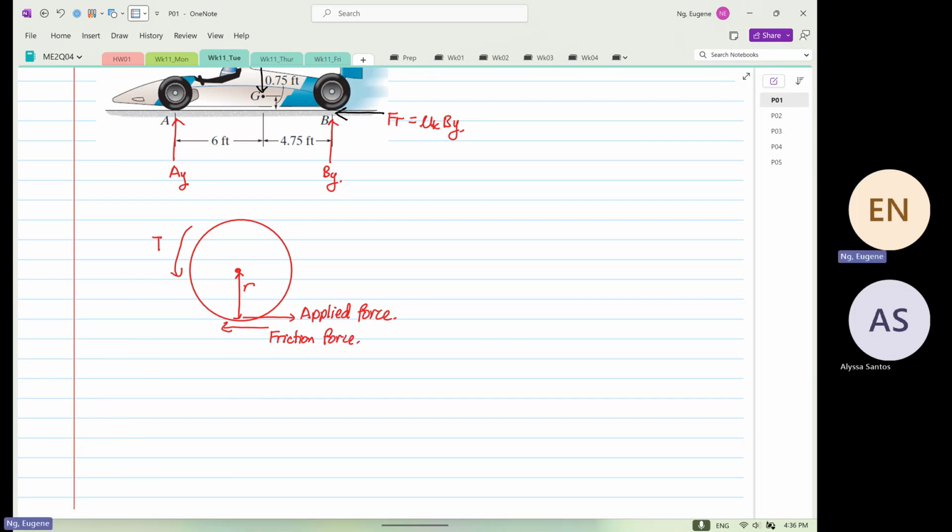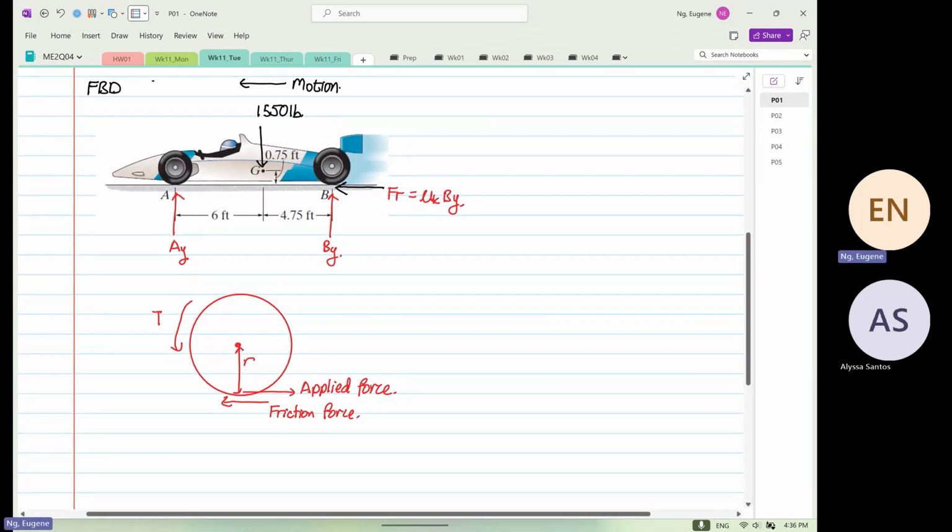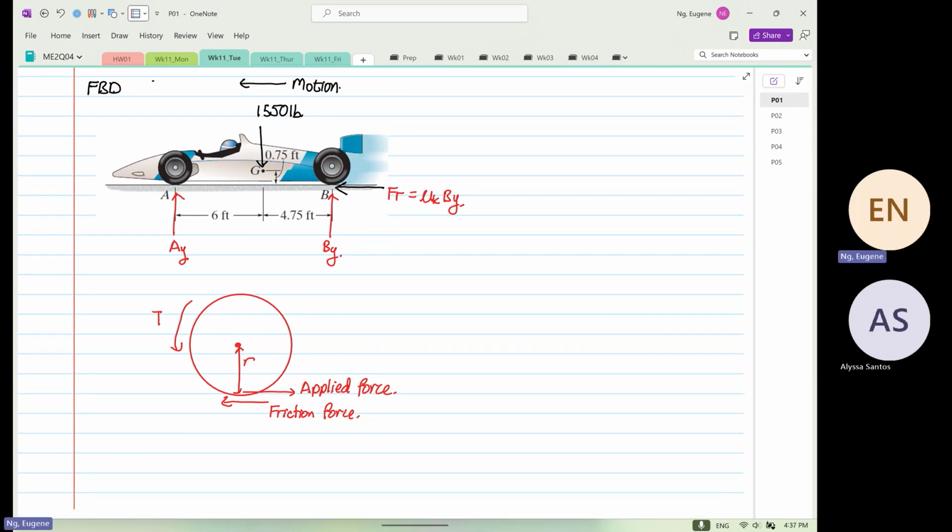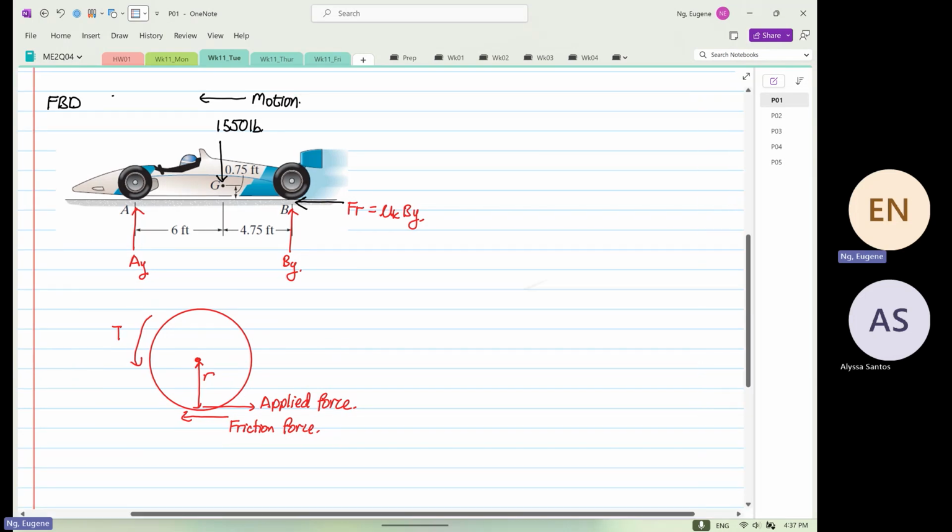It's interesting, isn't it? That you could look at the car motion going from your right to left, and the friction force is in the same direction, isn't it? It's interesting. This is because of the wheels. The wheels are delivering the torque. So that's why FR is in that direction. Okay. So this is your free body diagram.